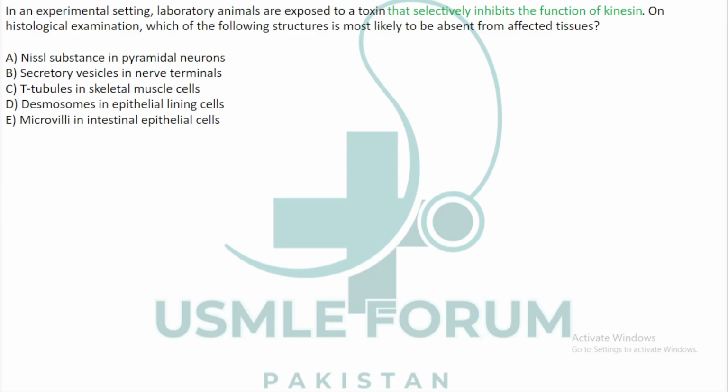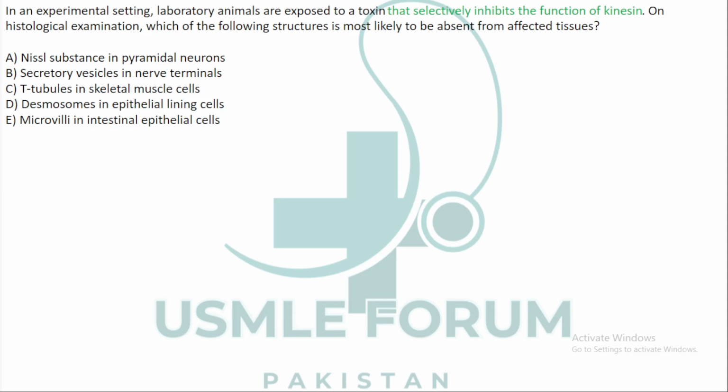So option A, Nissl substance. Nissl substance is equal to the rough endoplasmic reticulum of the neuron, and it's located in the cell body, not transported anywhere. So this isn't the cargo item. It's more like the factory, not the shipment, right? So Nissl substance is the factory, not the shipment. It's something that is producing, not transferring something from one side to another side. So again, it's not the function of kinesin. As I've told you, kinesin is responsible for moving anything from one side to another side.